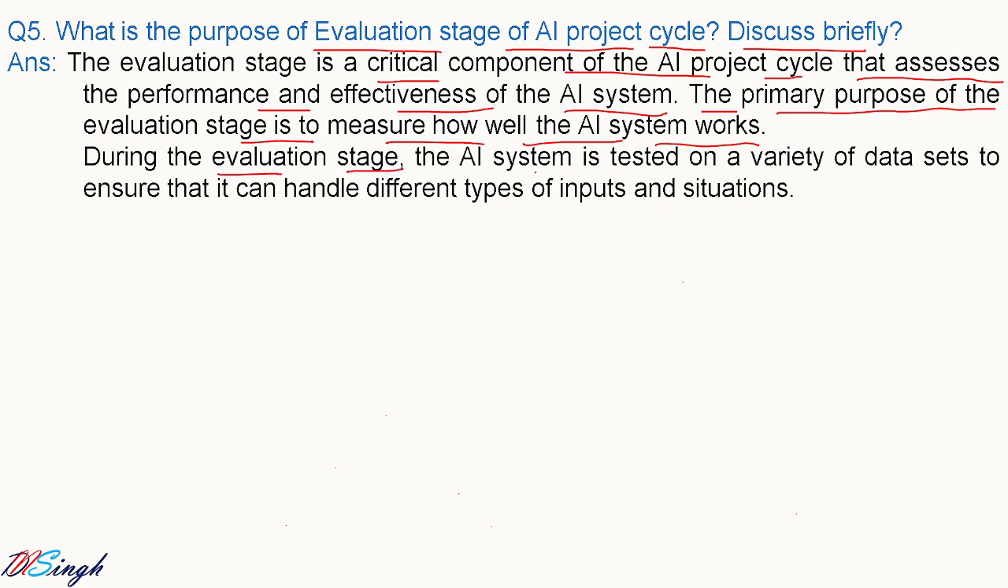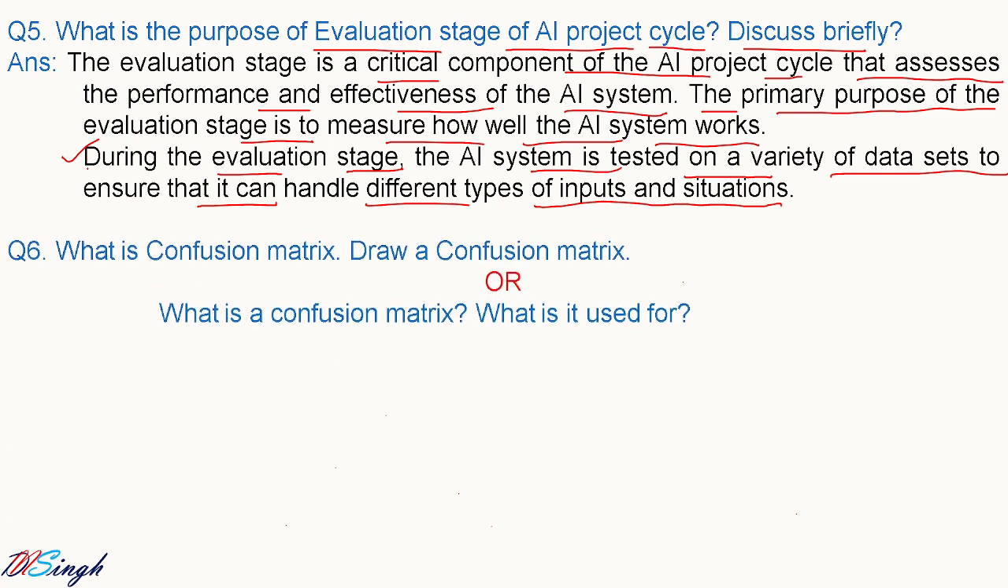During the evaluation stage, an AI system is tested on a variety of data sets to ensure that it can handle different types of inputs and situations. So in that stage of evaluation, we give different types of testing data so that we can make sure that our model is performing well for all situations or for all inputs which we are giving.